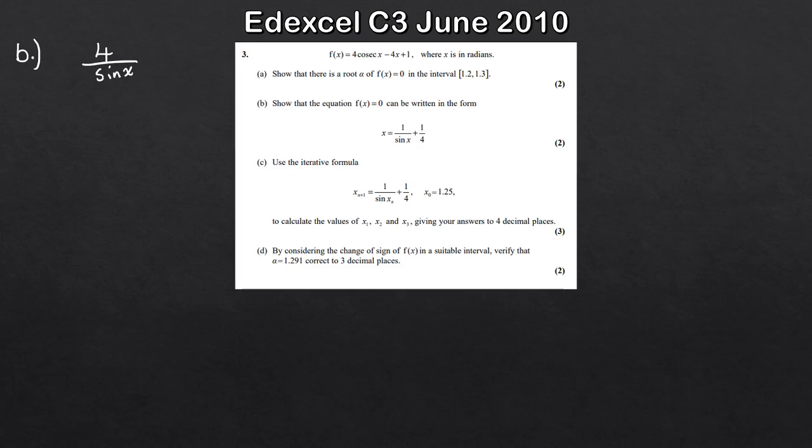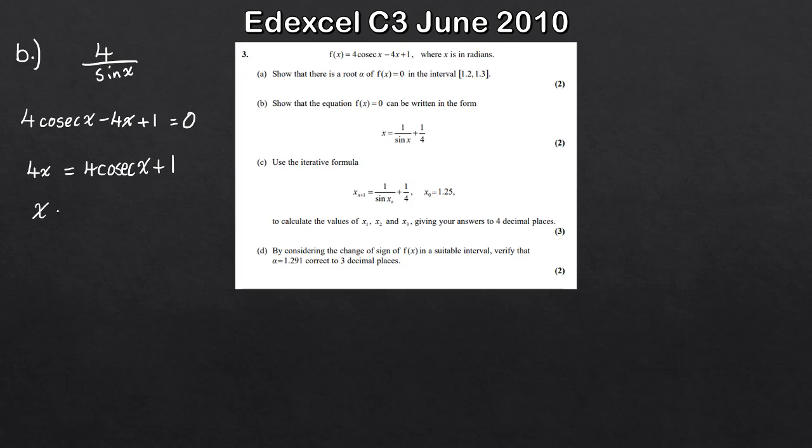And then 1 divided by 4, you get your quarter. So if I rearrange this now, 4 cosec x minus 4x plus 1 is equal to 0, so that's what they're saying, f of x equal to 0. I'm going to take 4x over onto the other side. So I get 4x is equal to 4 cosec x plus 1. And if I divide through by the 4 here, I should get exactly what we need.